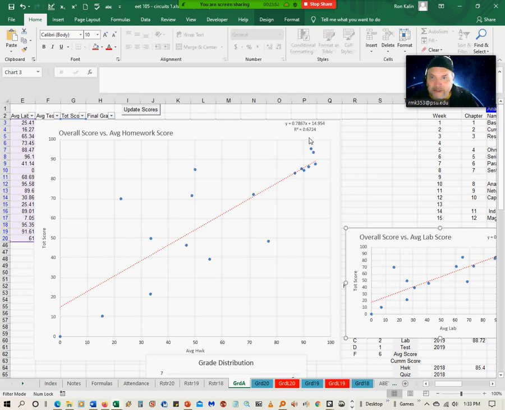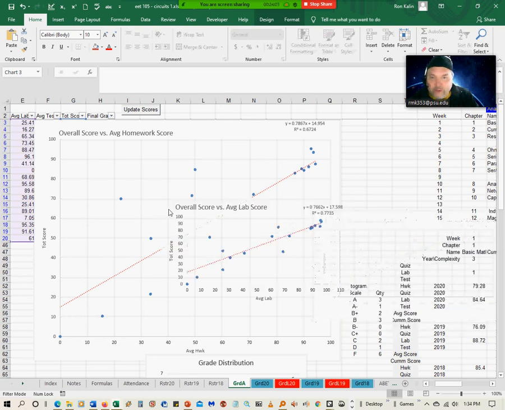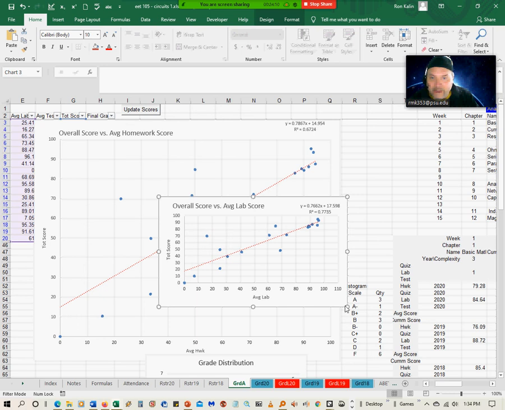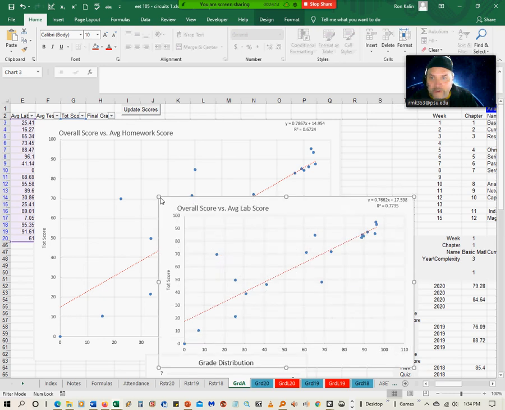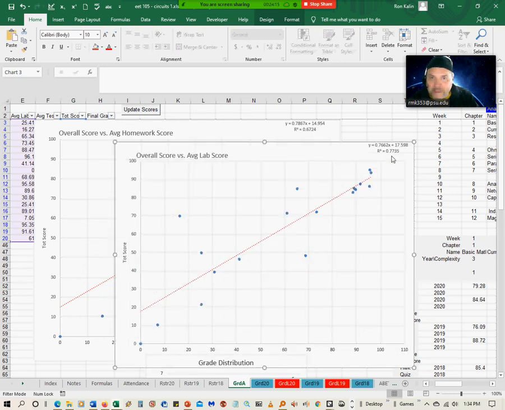The R squared value is pretty high, almost 0.7. So it's a pretty good correlation between homework score and overall score. So I really strongly encourage you to do the homework. Same thing with the labs. It's even stronger with the labs. You can see that it's 0.77, almost 0.78, the correlation between your lab scores and your overall scores.